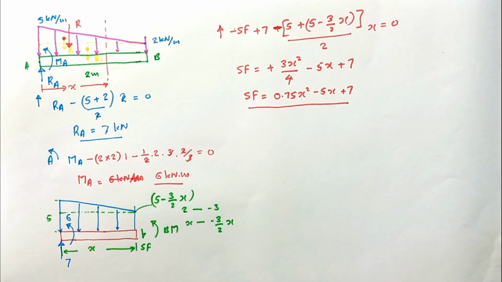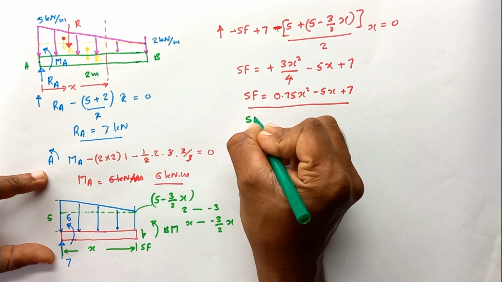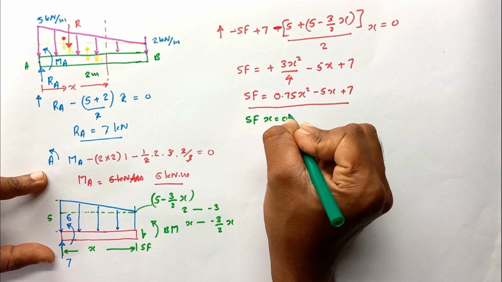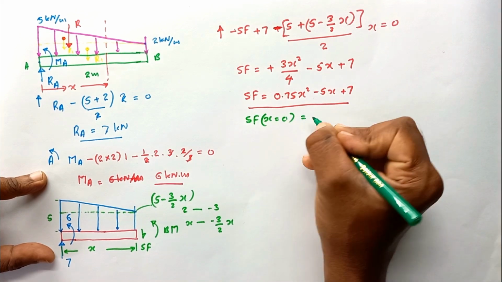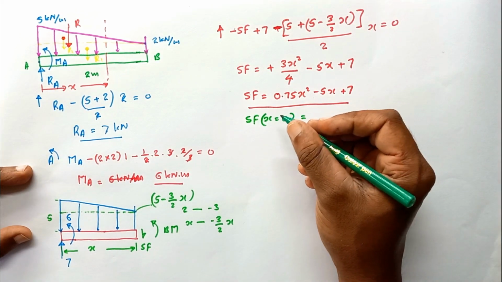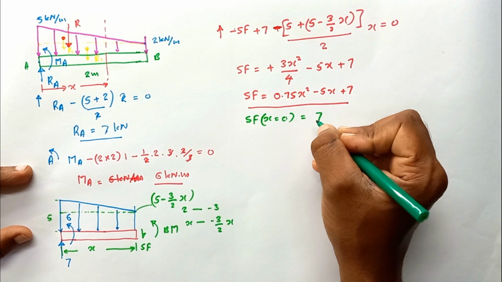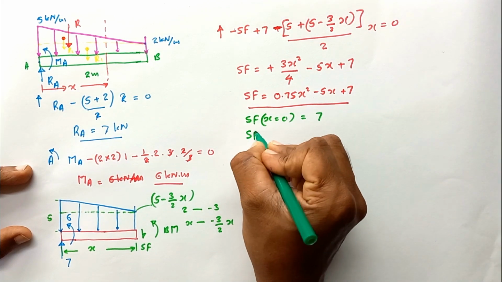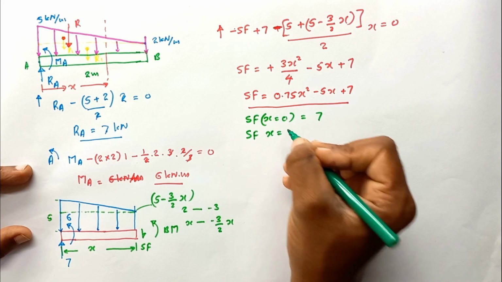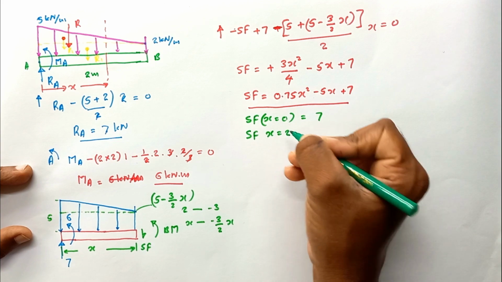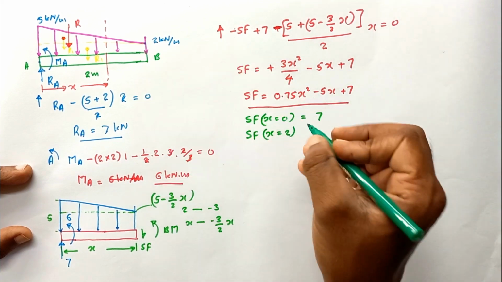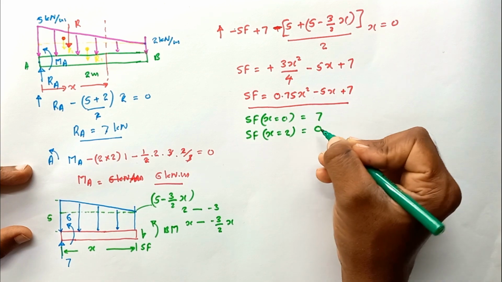Then shear force at x is equal to 0. What is the value? Shear force at x equal to 0, the value is equal to 7. Shear force at x equal to 2, the value is equal to 0.